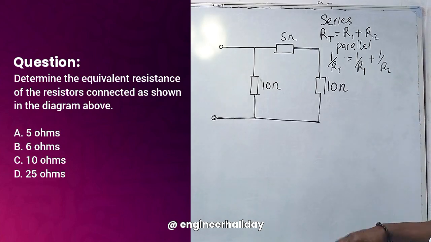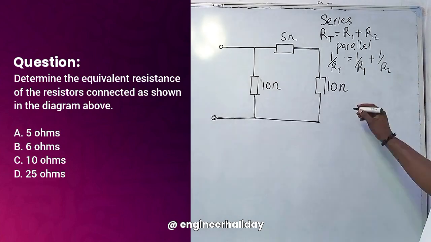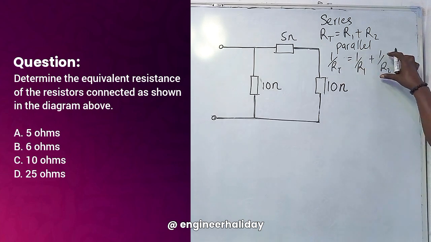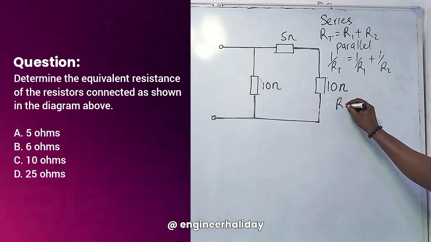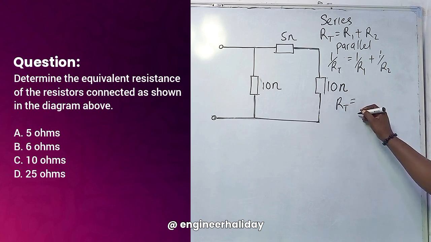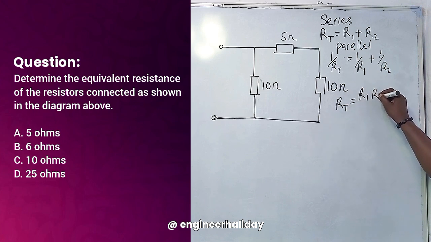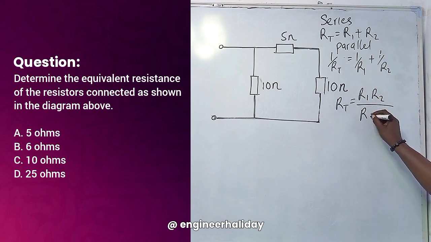So now let's go. What we're going to do simply is, when there are two resistors connected in parallel, use this formula, or better still, you can reduce it to what? R total equals what? R1 R2 over R1 plus R2. So that is product over sum there.